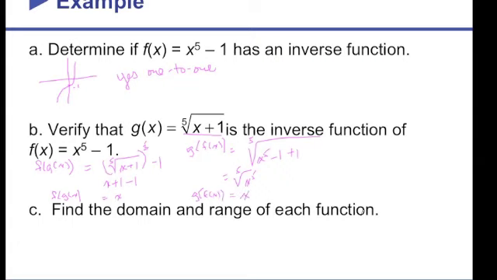And then find the domain and range of each function. Well, this being an odd power, for f of x, the domain is all real numbers from negative infinity to infinity. And for g of x, since this is a fifth root, an odd root, we can find the odd root of a negative number. So this is also from negative infinity to infinity.